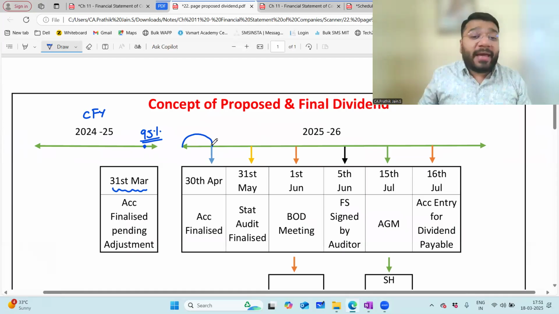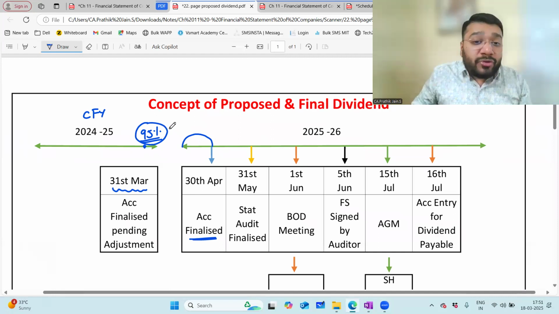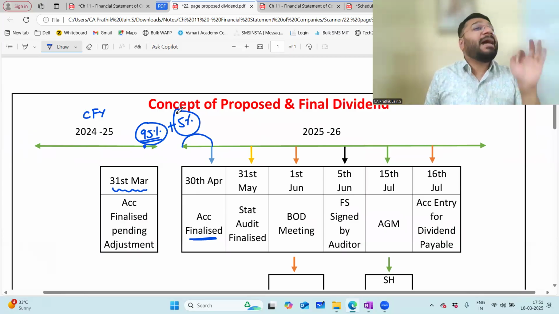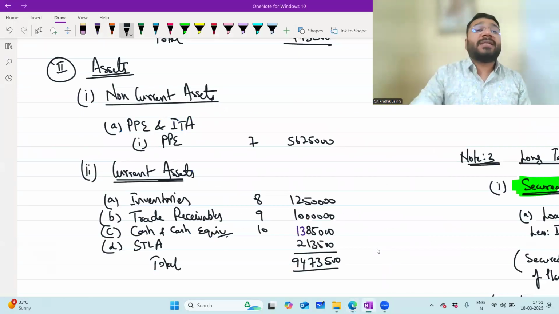Sir, what do you mean by finalization of the accounts? Finalization of the accounts means apart from this 95% of the accounting that you do on a day-to-day basis, you still have to carry out 5% of the accounting work, which is nothing but passing the adjustment entries. Can you please tell me what are the different types of adjustment entries that you have to pass?